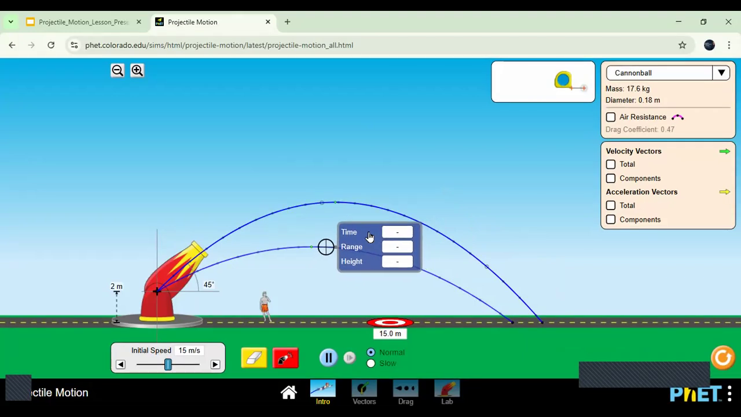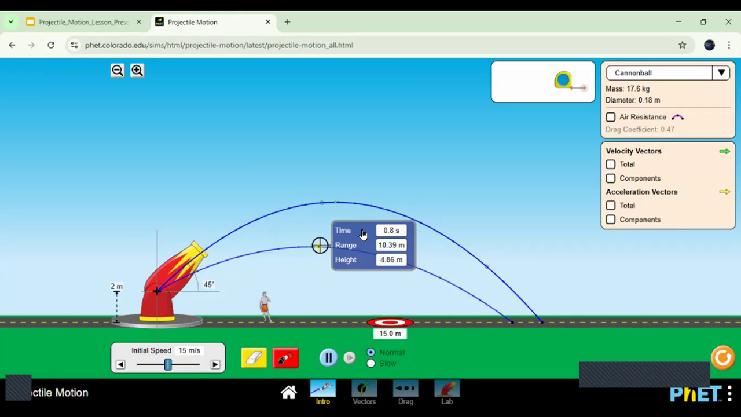Well, that should be the highest point. Okay, this is 4.86 meters. So you can see, as you increase the angle, it goes further away, and the height increases. Okay, so some of your predictions were correct.